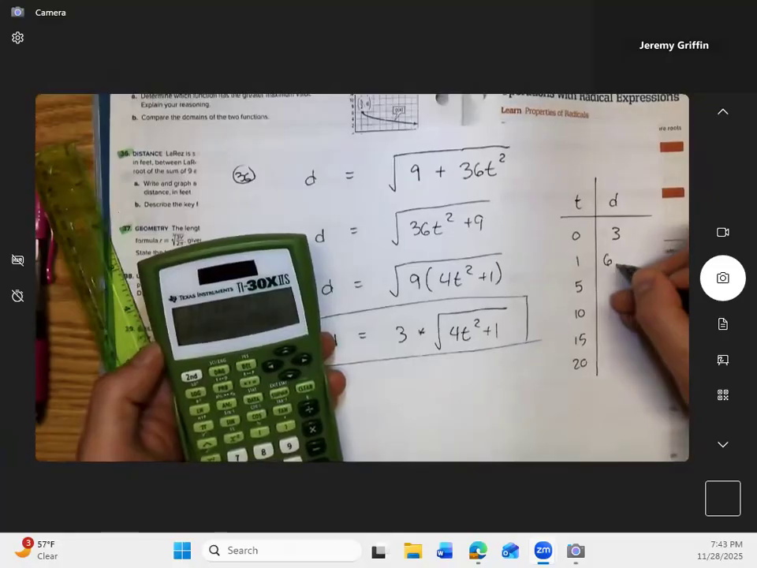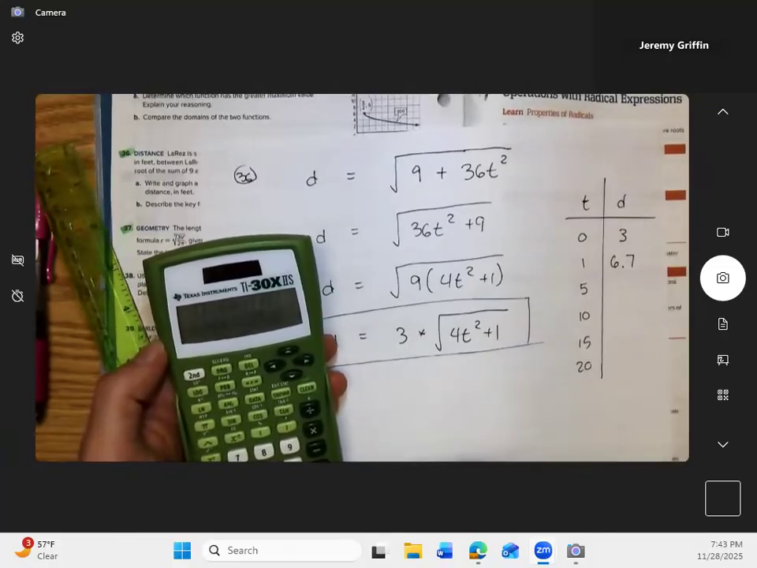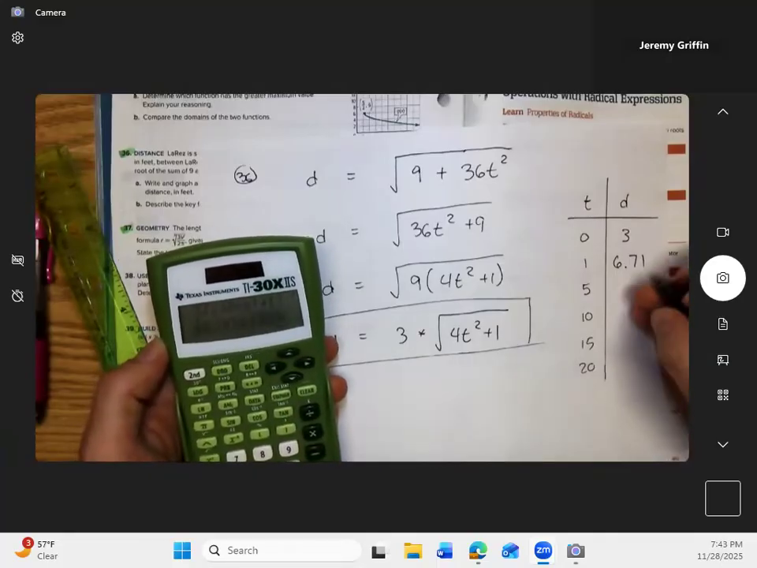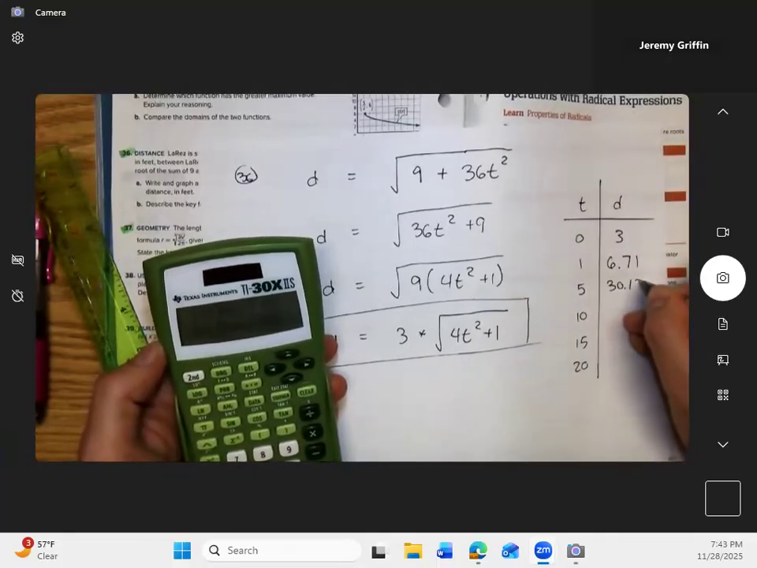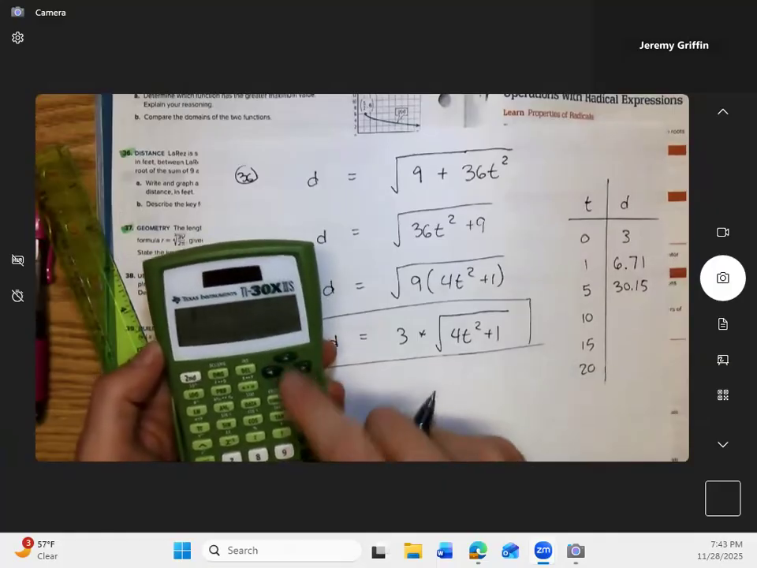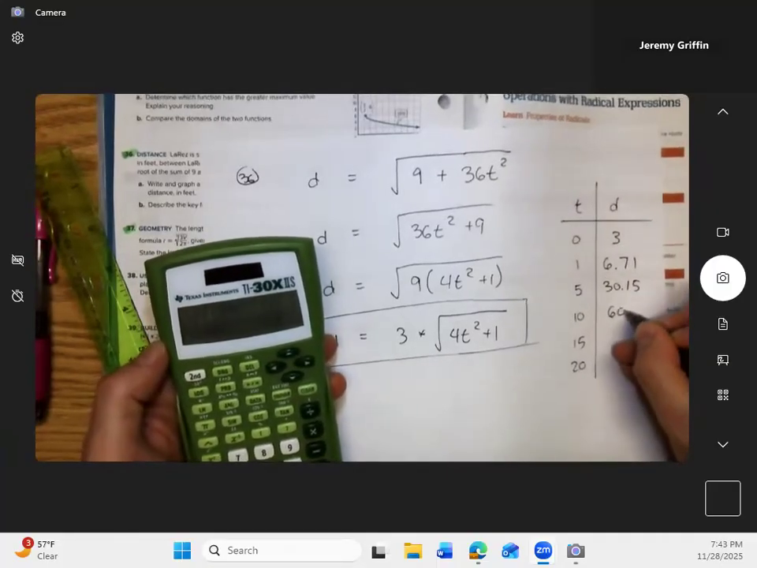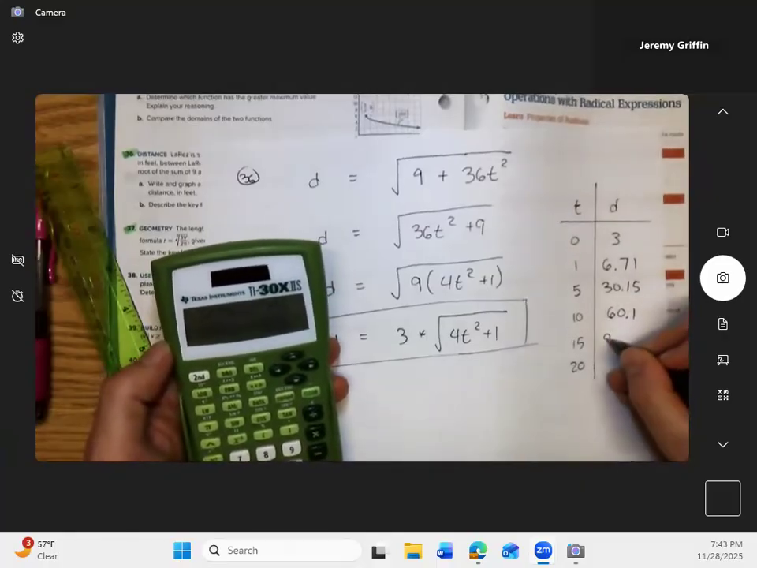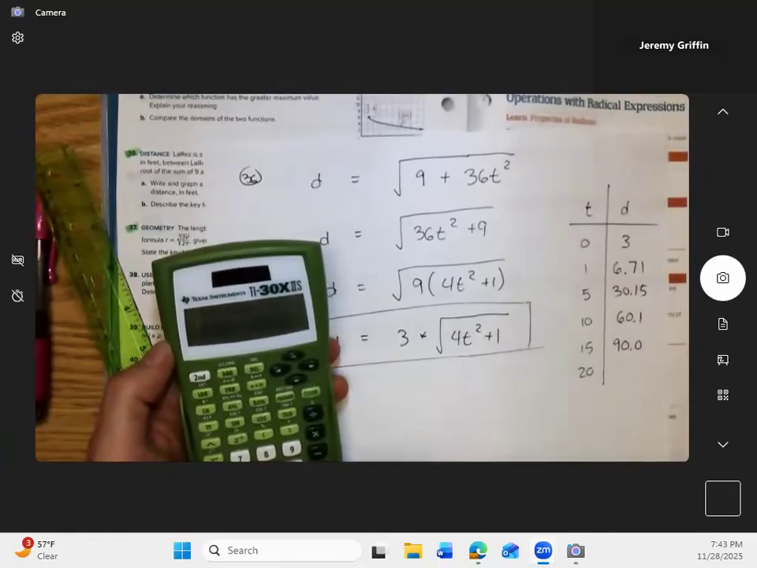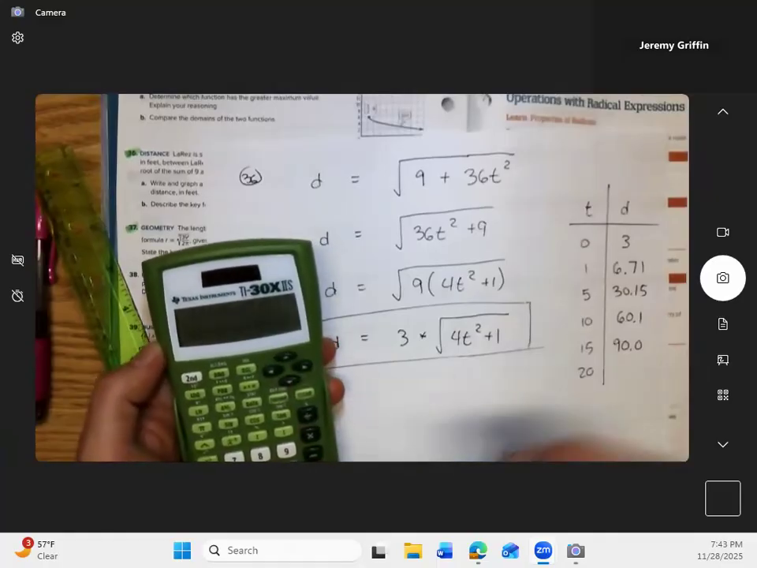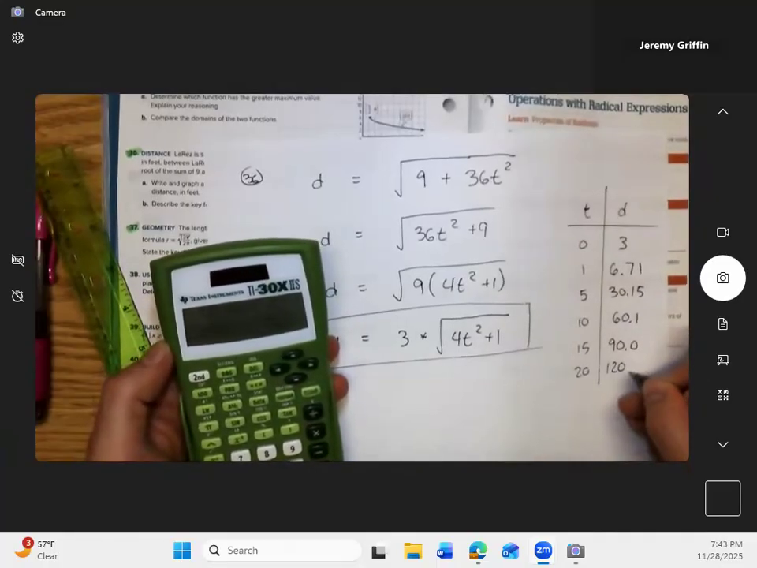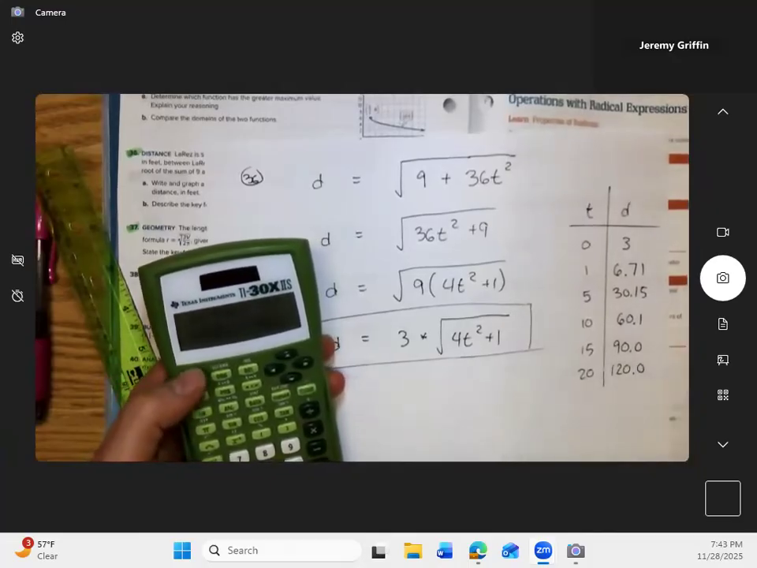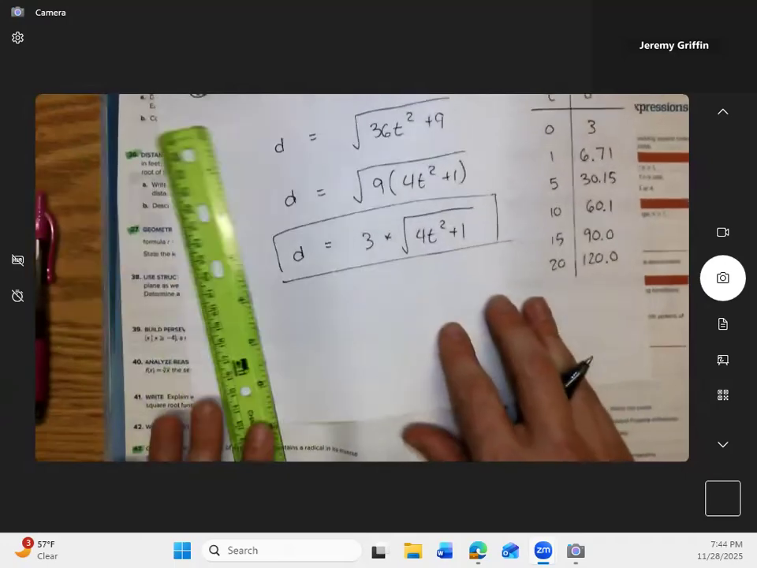I get 6.7. How about if I plug in 5? Get 30.15. About 10. 60. 15 seconds, get 90.0. And 20 seconds, 120. Interesting. Okay, and then let's make a graph out of this.